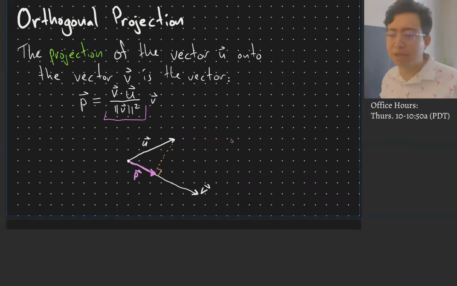And I think one of the tricks here is making sure you have your u's and your v's in the right order. In this formula, u is the one that's projecting, and v is the one that's being projected onto. So it is important. This formula would be different if you switched u and v. You'd get a different vector. Cool. Any questions on this?